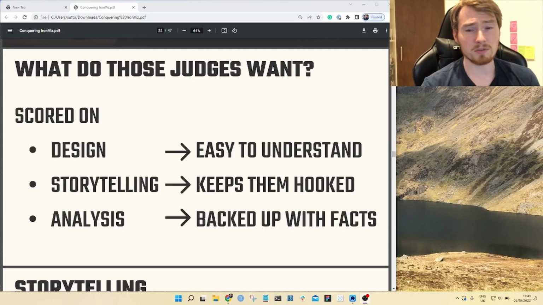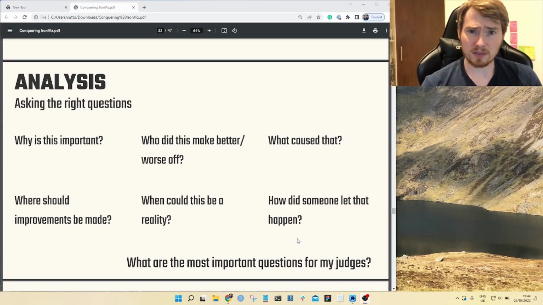And analysis here, if you remember, we looked at what do those judges want. This is all about backing up your data story with some facts, with that key data that kind of spells it out to them, really makes it a true story. So analysis, you can think of this as just asking a lot of quite direct questions of your data and your data sources and of the story.